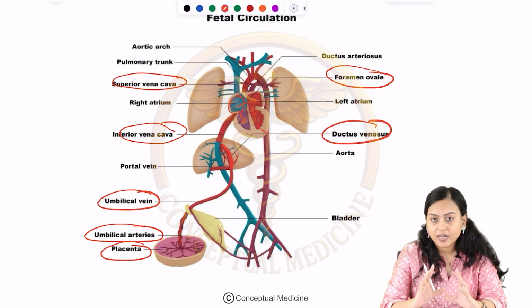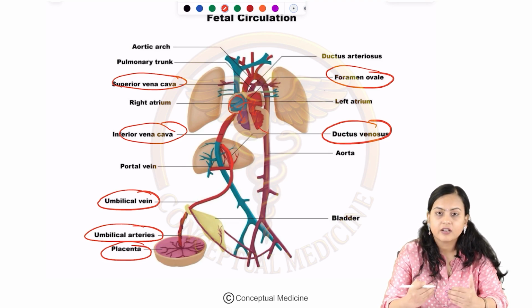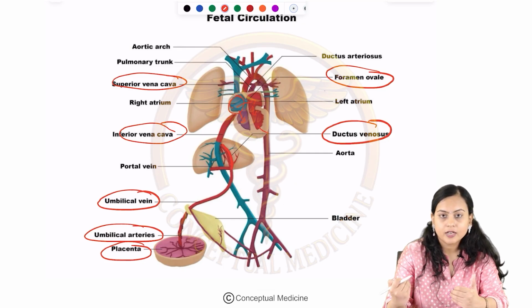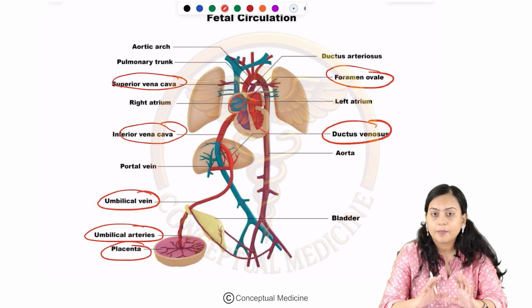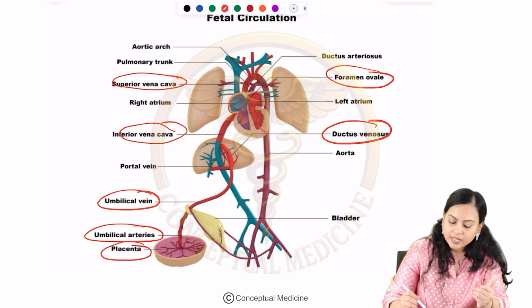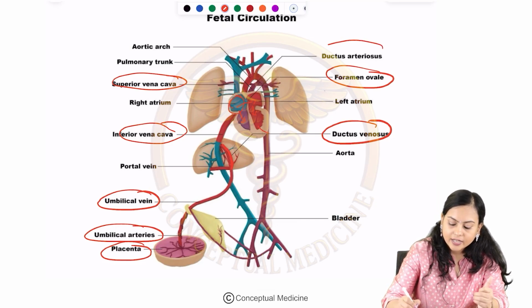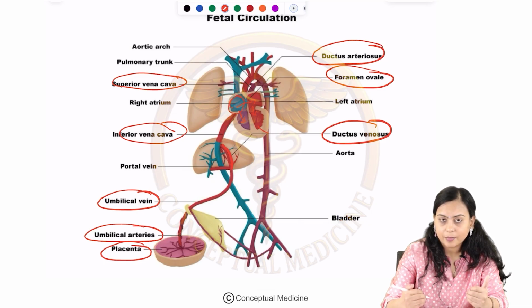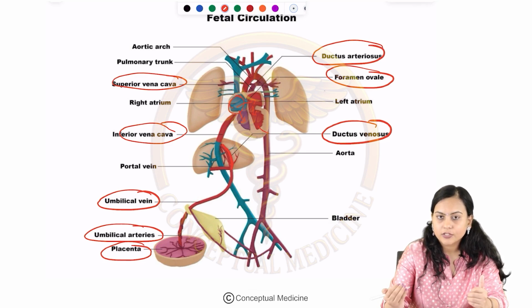Ideally, what happens in adult circulation is, the blood from the right ventricle will be shunted into the pulmonary trunk and it will be supplied to the lungs for purification. But here, the pulmonary system is not functional. It is a highly resistant system here. So what happens is, there is another duct called the ductus arteriosus, which helps in shunting of the blood that has entered the pulmonary trunk from the right ventricle into the aorta. So this is less oxygenated blood.